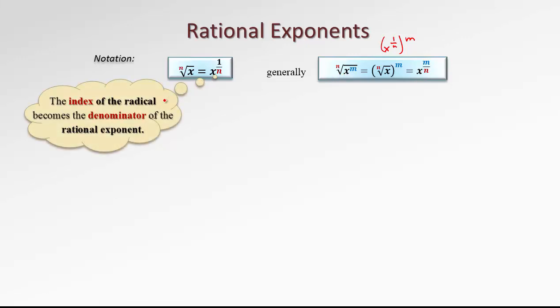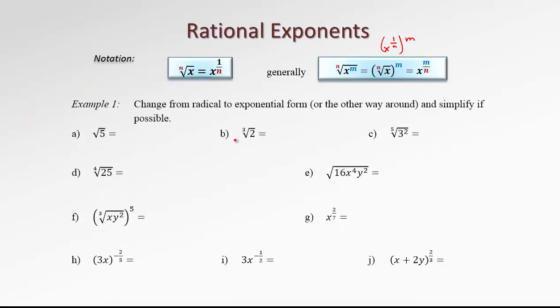For now, let's focus on the fact that the index of the radical becomes the denominator of the rational exponent. That will be useful to know when we need to convert our expression from radical form to exponential or the other way around. Okay, we have a bunch of exercises to go through. In the first example, we want to change from radical to exponential form or from exponential to radical form, whichever applies, and then simplify if possible.